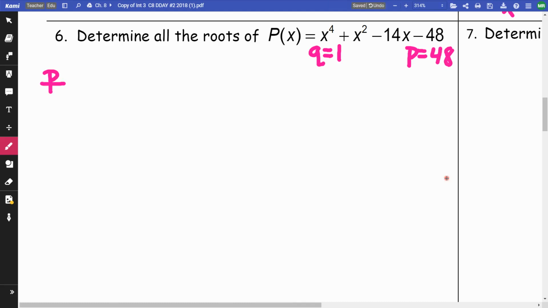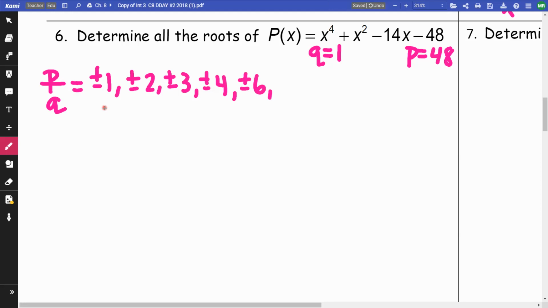So when we do P over Q, again, I would put all my factors of P over all my factors of Q. But since my factors of Q are just 1, I get just integers. I'm not going to get fractions. So now I'm going to get plus or minus 1. So I'm going to sit here and think about things that go into 48. 1 goes into 48, 48 times. 2 goes into 48, 24 times. 3 goes into 48, 16 times. 4 goes into 48, 12 times. 5 does not. 6 goes into it 8 times.